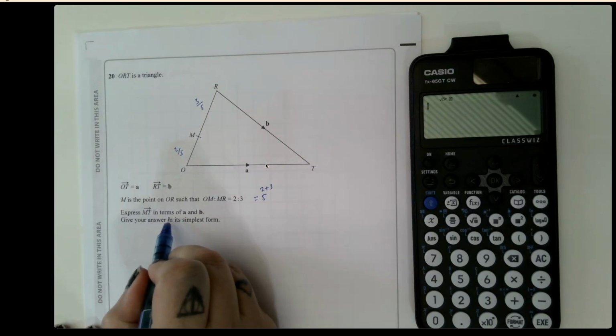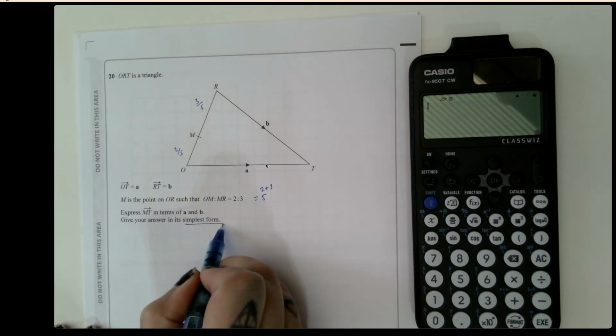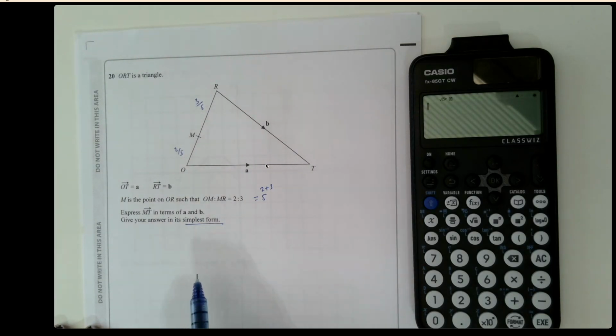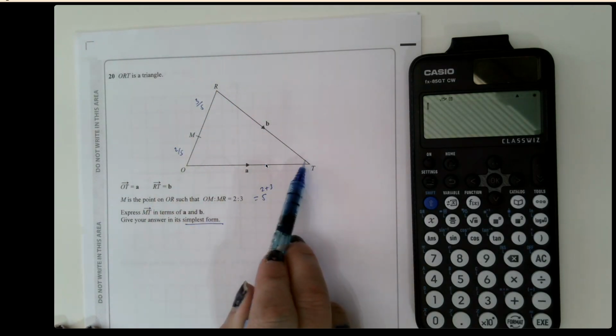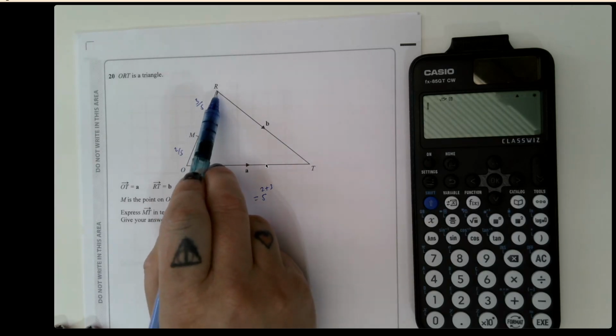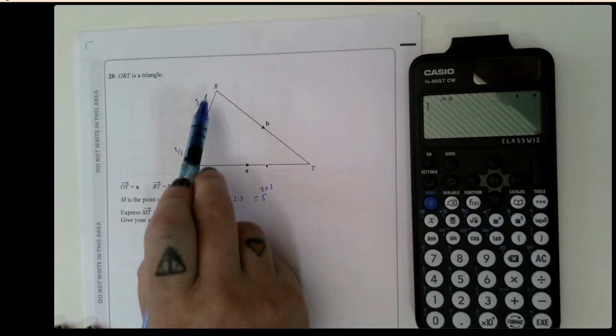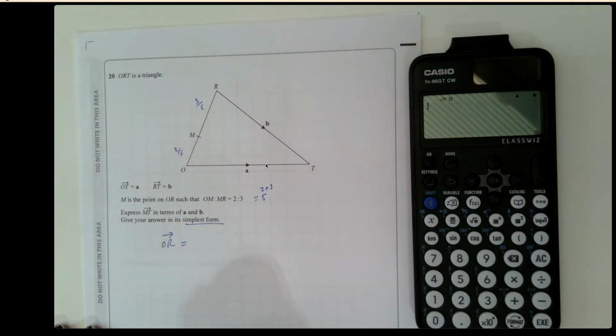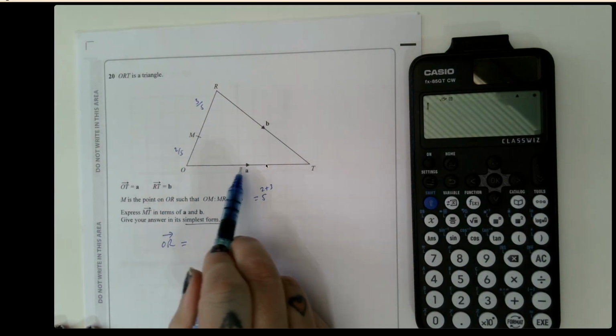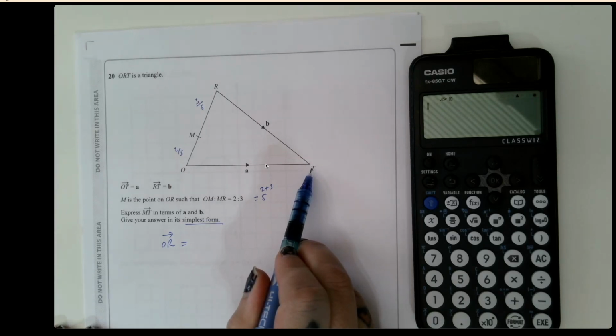Express MT in terms of A and B. Give your answer in its simplest form. So we want to give a vector for the journey from M to T. To do that, we need to find out that distance here, MR. So we're going to start with O to R, because that's one that we can easily do. So going from O to R, I'm going to go along lengths that I know information about.